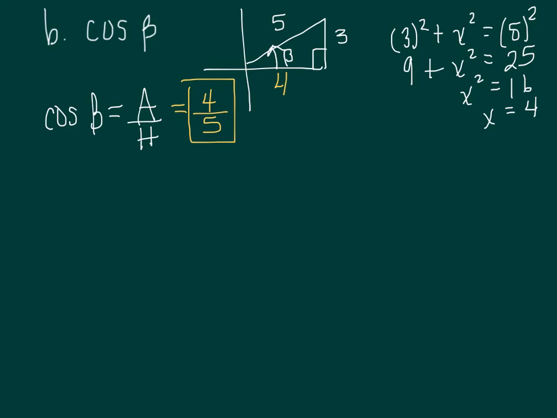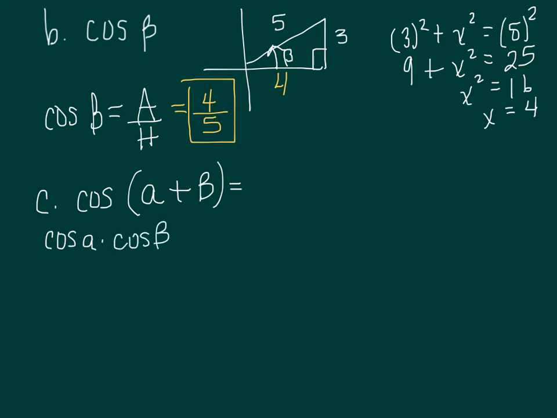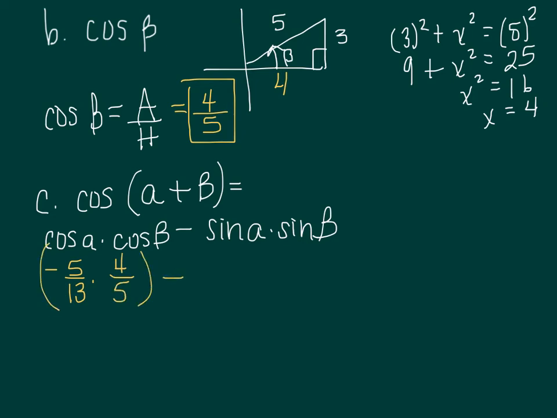Okay. Then part C. They want cosine of alpha plus beta, or A plus B. So using the formula for cosine of a sum, remember you do cosine of A times cosine of B minus sine of A times sine of B. Well, we already got cosine of A. We got that from part A. Cosine of B, we got that from part B. Minus sine of A was given to us. And sine of B was given to us.